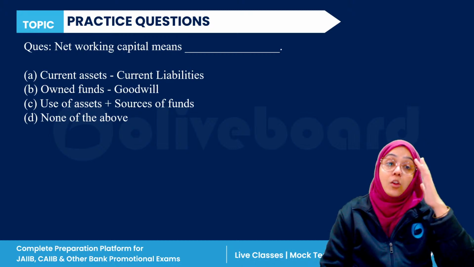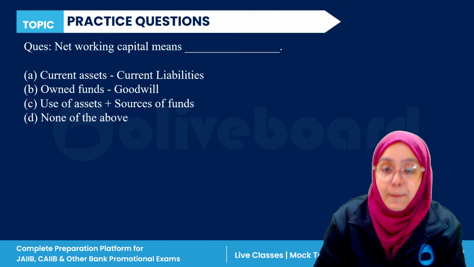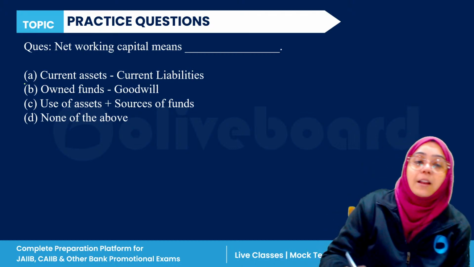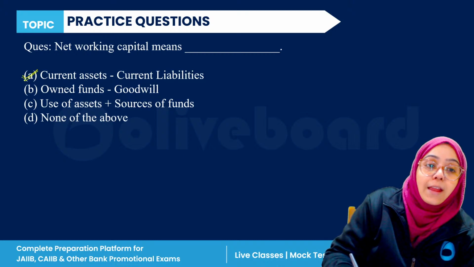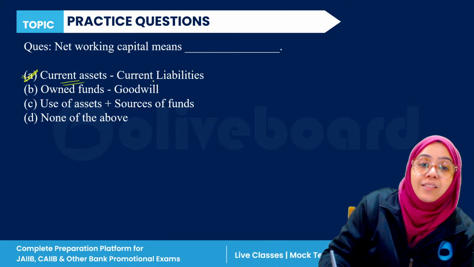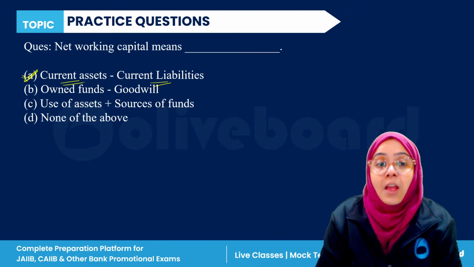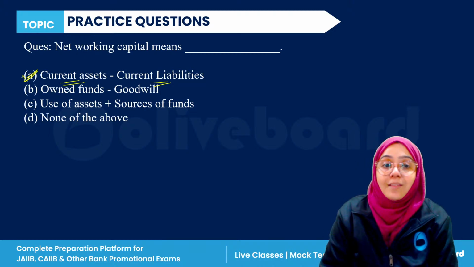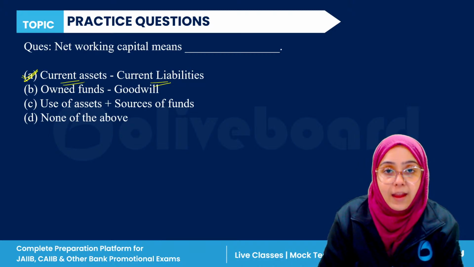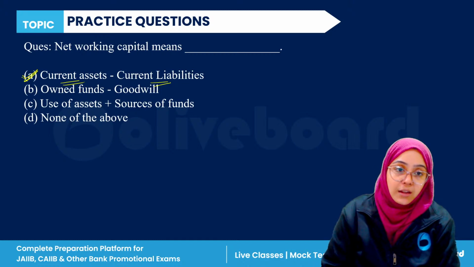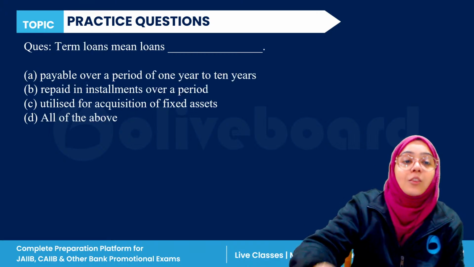Okay, so net working capital is current assets minus current liability. So A is the correct answer here. Done, everyone? Okay, next question.